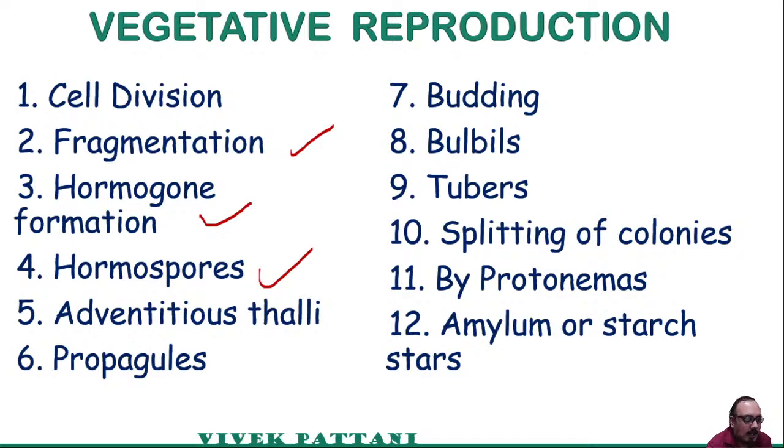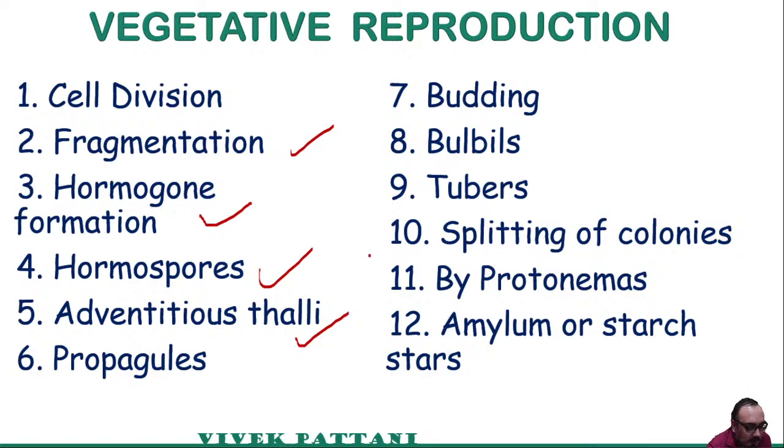Next comes hormospores. These are basically a type of modified hormogonia, which are covered by thick mucilage. Under the favorable conditions, they grow and germinate. Next one is adventitious thalli.